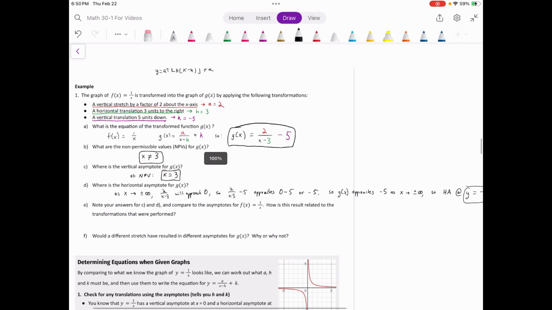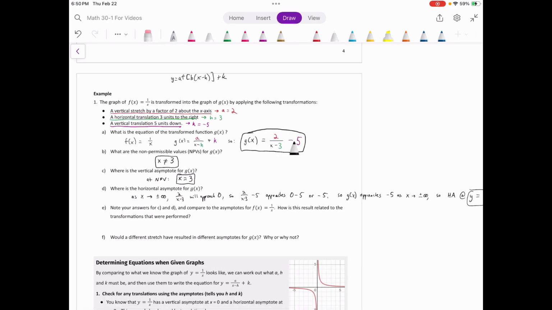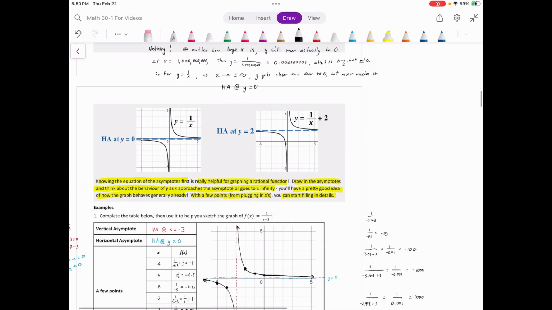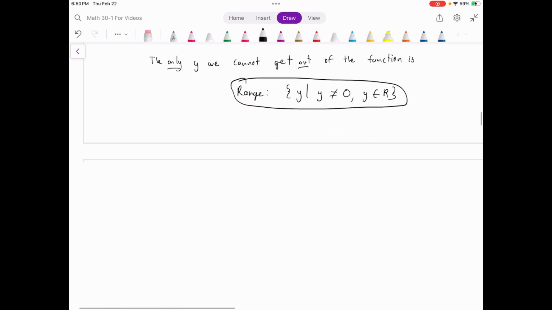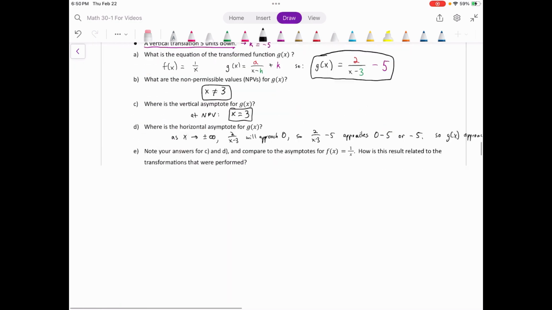This actually, again, makes a ton of sense in terms of translations. Where did y equals 1 over x have a horizontal asymptote? It was at y equals 0, right? Because again, as x goes to infinity, y just approaches 0 for this thing. Okay, what did we do to this? In this graph, we translated it 5 units down. So if we take a horizontal asymptote at 0 and translate it 5 units down, where is it? It's now at negative 5. Makes sense.